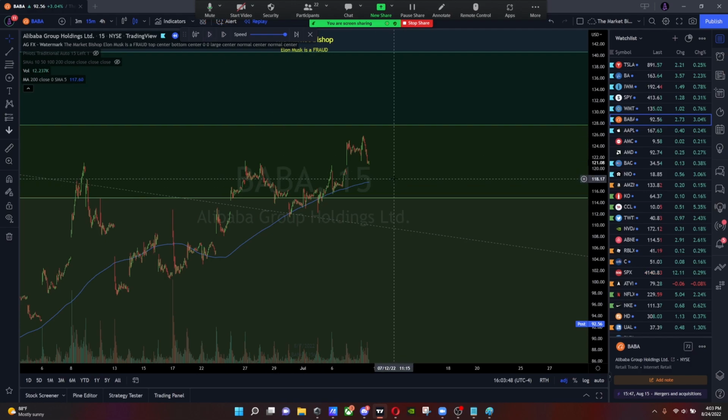You could plot all these Fibonaccis on multiple stocks, set alerts, and then once it approaches the level you want to enter at, that's when you would flip onto that chart, right? So that's how you do it.